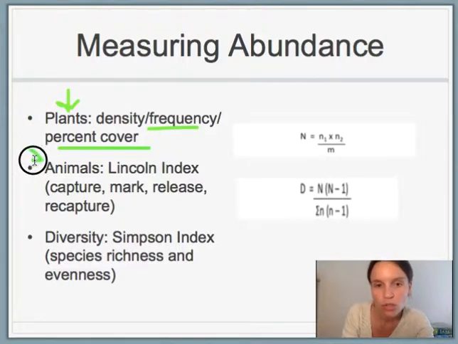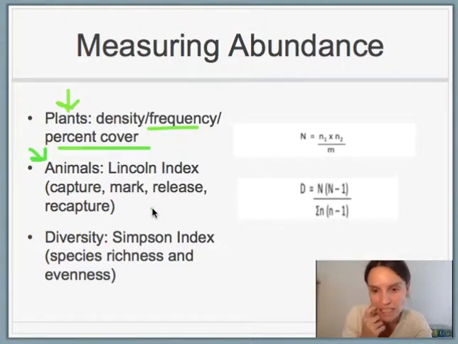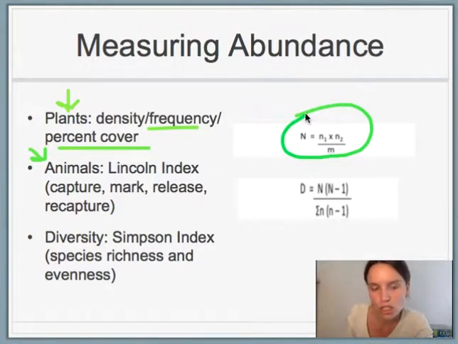Animals, you can measure their population size, not by counting them because they don't stay still, but by doing something that is called a Lincoln index. And the equation for a Lincoln index is right here. If you were going to estimate the overall number of organisms in a given population, you want to capture a bunch of the organisms, mark them, release them, and recapture them.